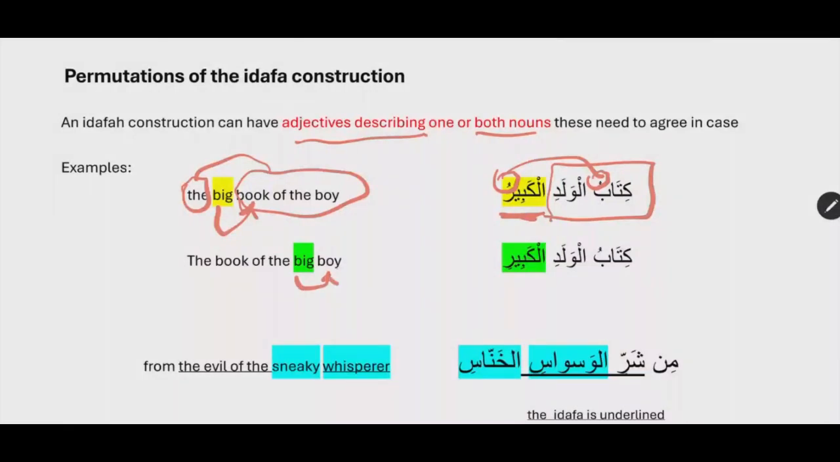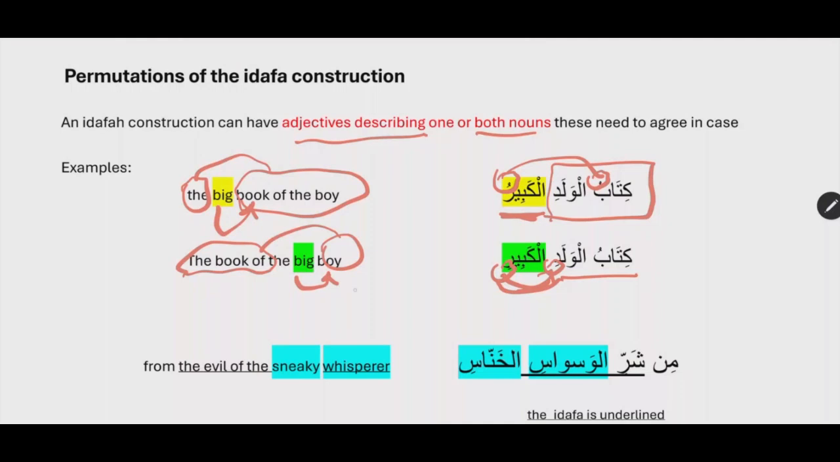Right? In the second example, if you say the book of the big boy, this word big is now describing boy, not book, right? And the idafa is the book of, and the boy. There's the idafa construction. So Kitabul Walad is still the idafa construction. And then the Kabir takes a genitive here because the second noun that it's describing is also genitive.